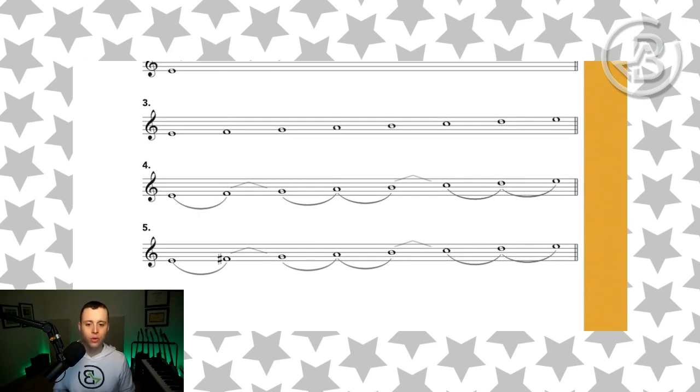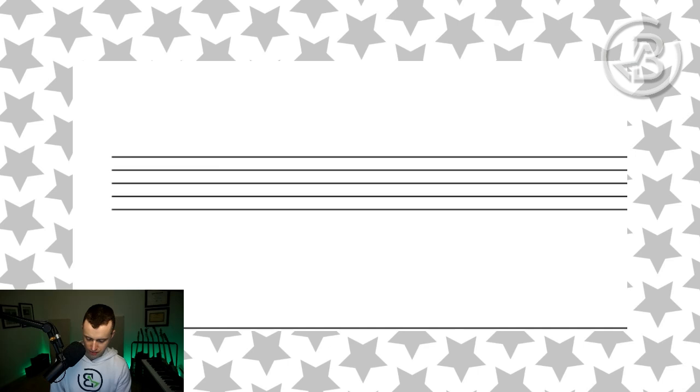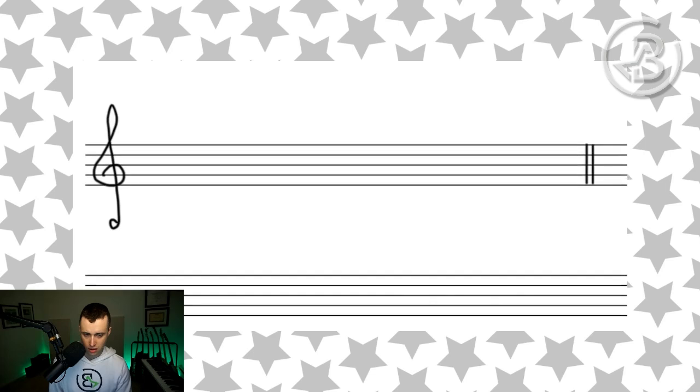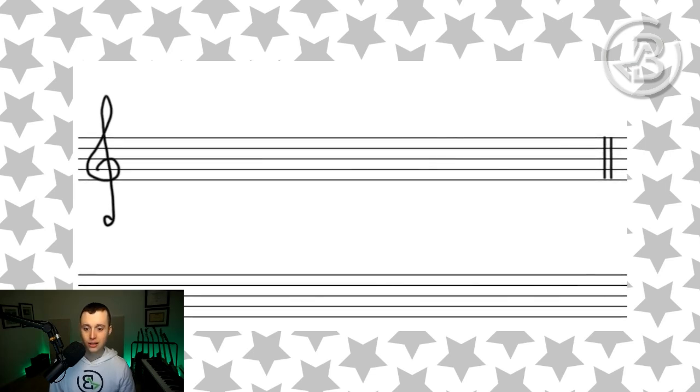Now we're going to write out the E and the A natural minor scale ascending on some staff paper. Step number 1, we need to write a treble clef. Step number 2, we need a double bar line. I'll do mine over here. You could do yours at the end of the staff. Okay, step number 3, we're going to write the note we're going to start on.